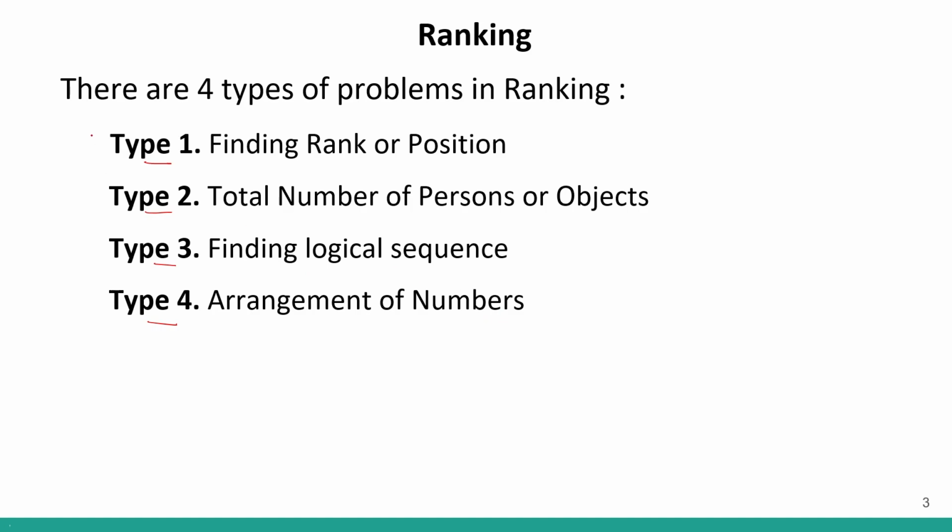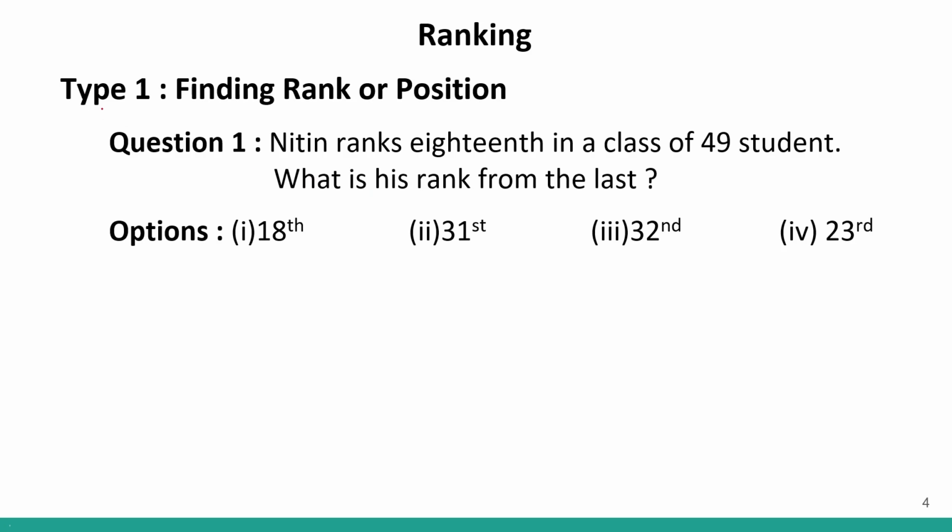In today's lecture, we will cover these two types of questions. That is type 1, finding rank or position, and type 2, finding number of persons or objects. So we will discuss some questions in detail about these two types so you will get a better conceptual clarity. Okay? So let us start with type 1, finding rank or position.